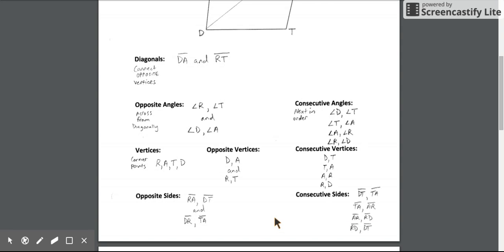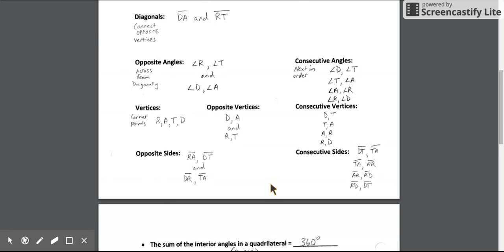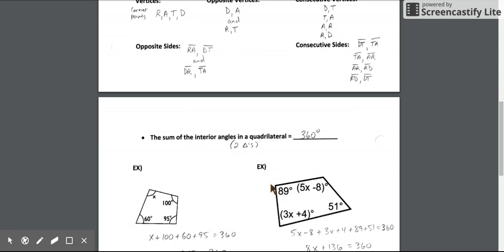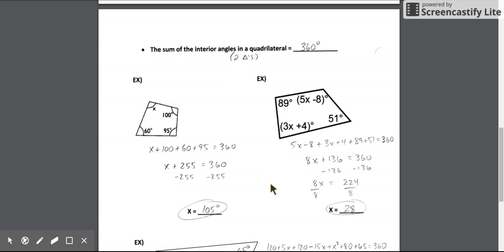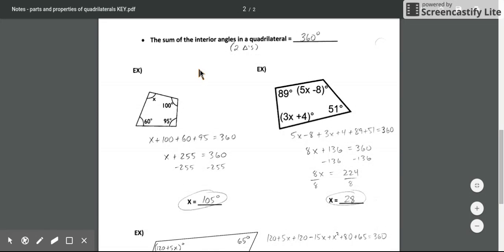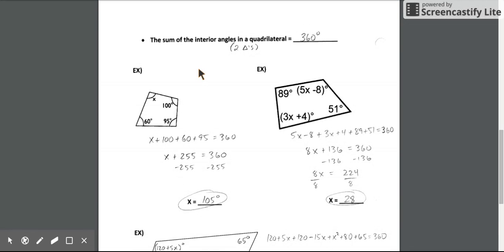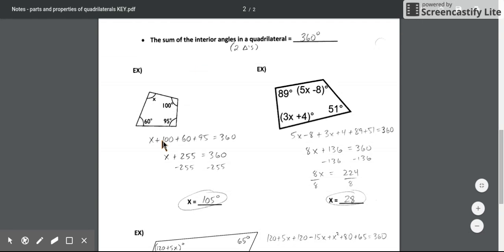So there are the parts or pieces of a quadrilateral. And half of your skills is being able to name and identify those pieces. The other half of your skills today is being able to use this property, talking about the sum of the interior angles in a quadrilateral. All 4 angles are going to add up to 360 degrees. So all we need to do is create equations where we add up all 4 of the measurements given, set it equal to 360, and solve for a missing piece.